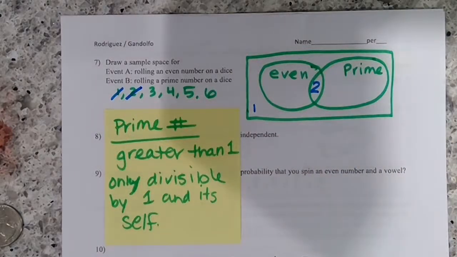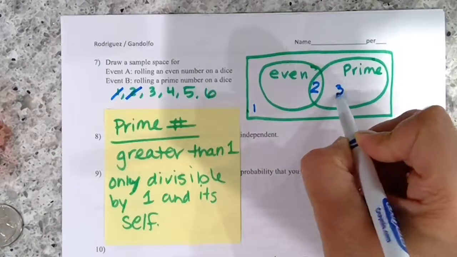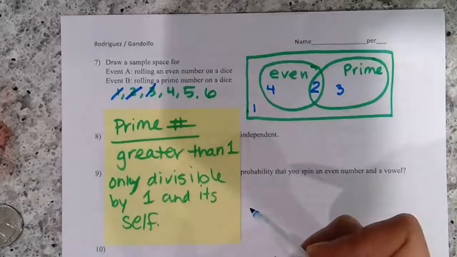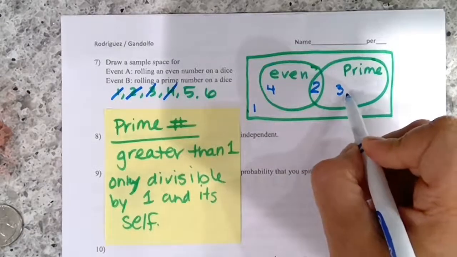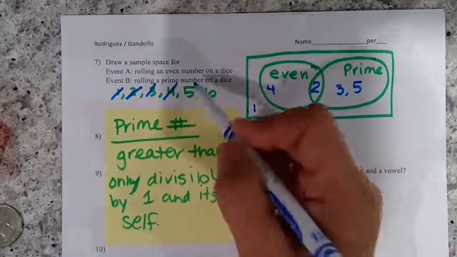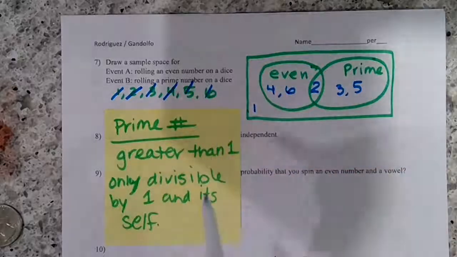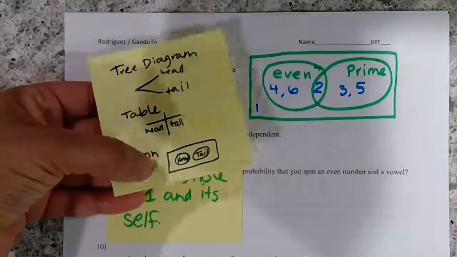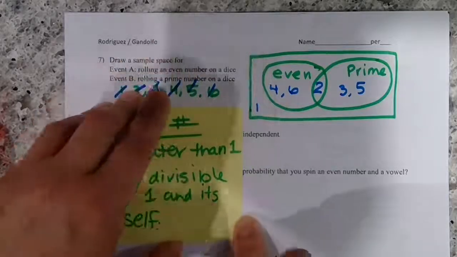All right, 3. 3 is only prime. 4. 4 is definitely even and not a prime number, divisible by 2 and 4. 5 is a prime number. And 6 is just an even number. Okay, so that's another way of doing a sample space. Remember that we said, oh, you could do a sample space as a tree diagram, table, and a Venn diagram. So this is an example of a Venn diagram.